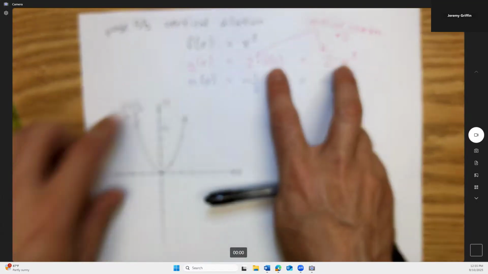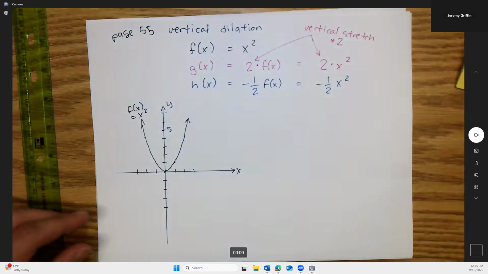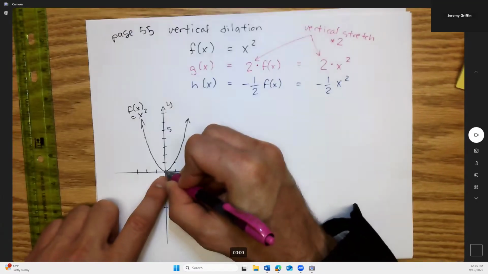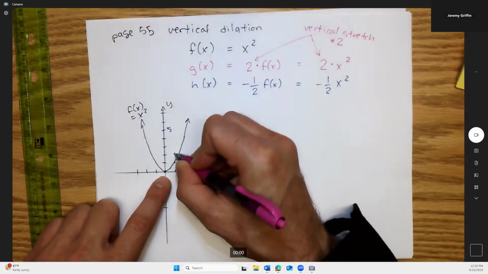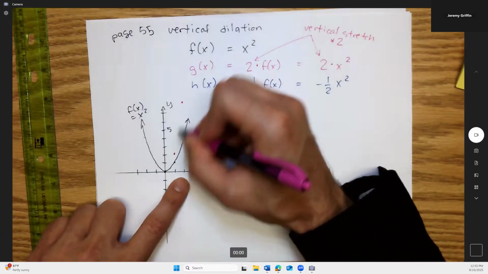Now, what if you multiply each y coordinate by a factor of 2? Well, that would just double everything. So now 0, 0 is going to stay locked in place because 0 times 2 is still 0. But what's 1 doubled? Well, that's 2. Now, this is the point 2, 4. If I double that, that brings me up to 8, which is kind of like up here.